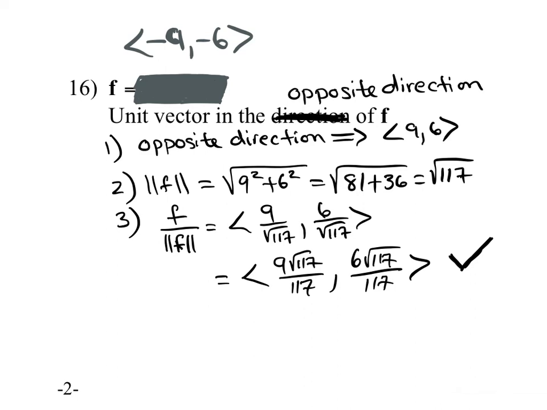And now to find the unit vector, we find the magnitude of f, which is the square root of 9 squared plus the 6 squared, which is the square root of 81 plus 36, which is the square root of 117. And then to actually find the unit vector, it's the original vector f divided by the magnitude of f. So that would be 9 divided by the square root of 117, comma 6 over the square root of 117. And then we have to get the radical out of the denominator, so we end up with 9 square root of 117 over 117, comma 6 square root of 117 over 117.